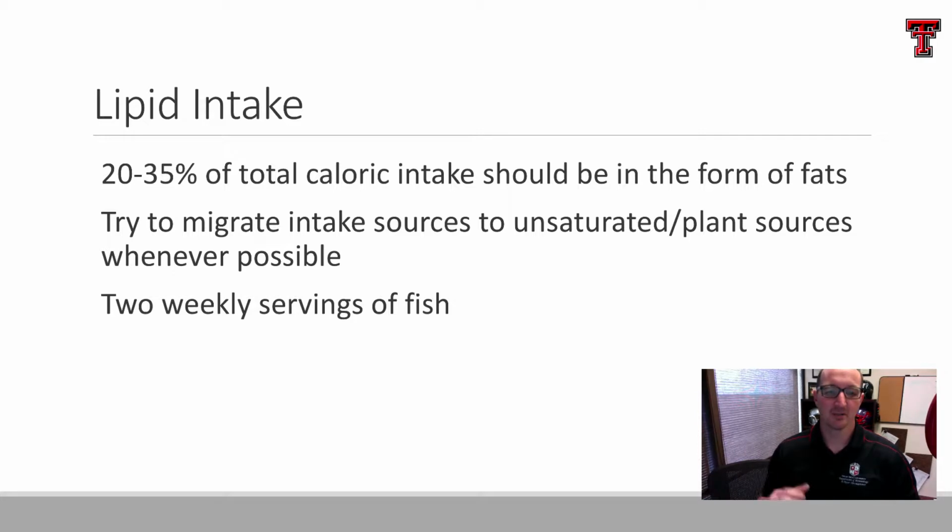So we want to mitigate those sources that are saturated in nature and migrate toward those unsaturated or plant sources whenever possible. Almonds are very popular at the moment. Peanuts have also been popular for a while. And that's what you see with nutrition. It's very kind of trendy. People tend to claim something's horrible one day and now all of a sudden it's great.